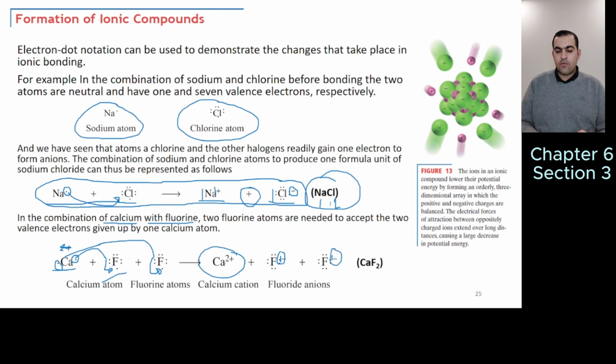Charges are balanced. For each calcium there must be what? 2 fluorine, isn't it? So the formula unit will be like that. What does this formula unit tell us? The ratio of ions in an ionic compound. Okay, that's it. This is how we use electron dot notation to explain the formation of ionic compounds.